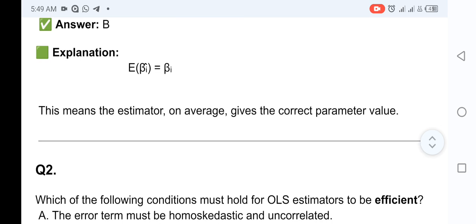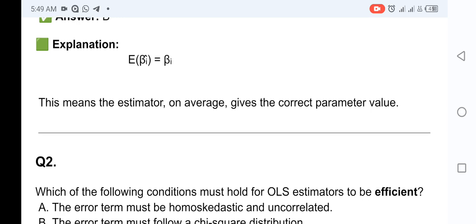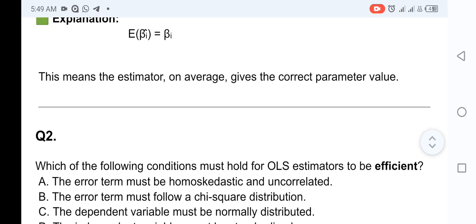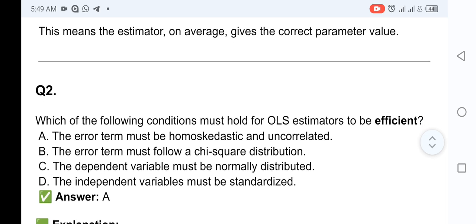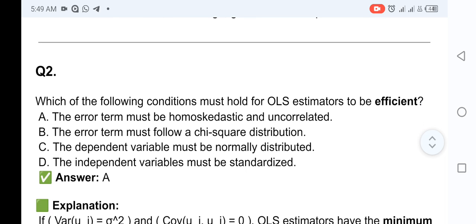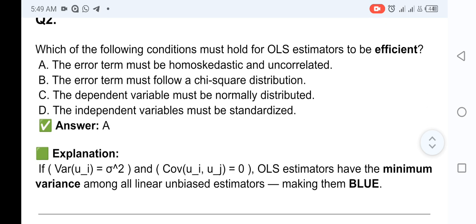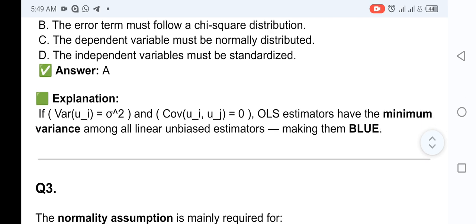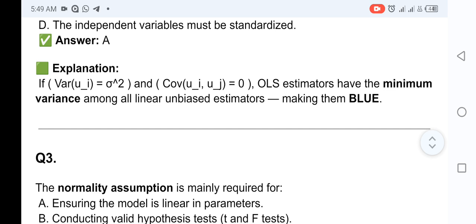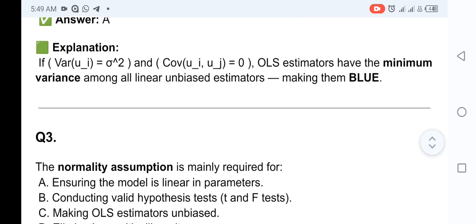Q2. Which of the following conditions must hold for OLS estimators to be efficient? A. The error term must be homoscedastic and uncorrelated. B. The error term must follow a chi-square distribution. C. The dependent variable must be normally distributed. D. The independent variables must be standardized. Answer: A. Explanation: If var(u_i) equals sigma squared and cov(u_i, u_j) equals 0, OLS estimators have the minimum variance among all linear unbiased estimators, making them BLUE.